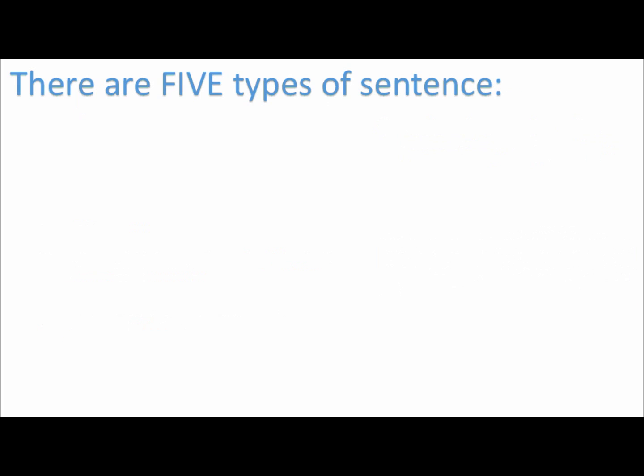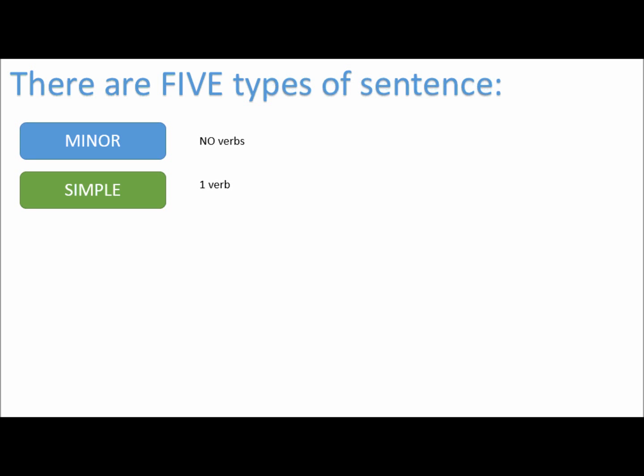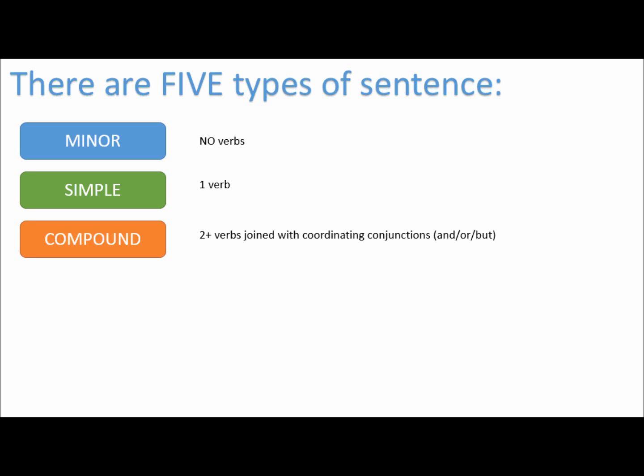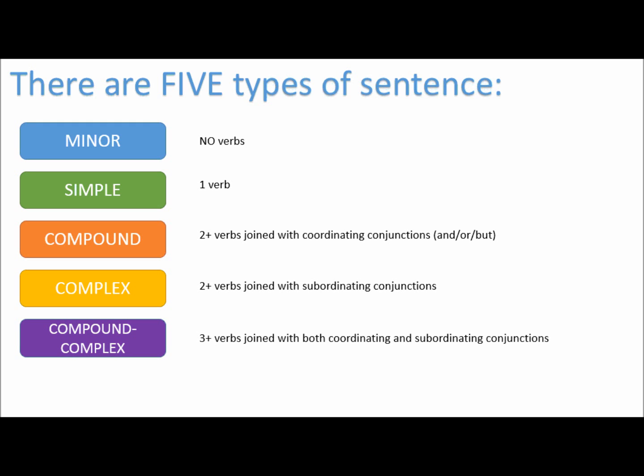So to recap, there are 5 types of sentence. Minor sentences that have no verbs, simple sentences that have 1 verb, compound sentences, 2 or more verbs joined with coordinating conjunctions and, or, but, complex sentences with 2 or more verbs joined with subordinating conjunctions, and compound complex sentences, 3 or more verbs joined with both coordinating and subordinating conjunctions.